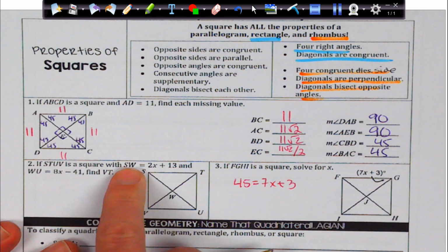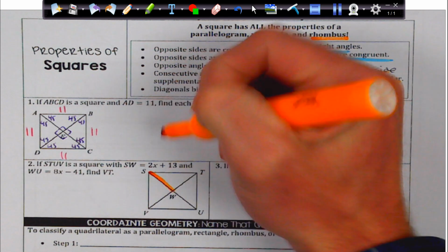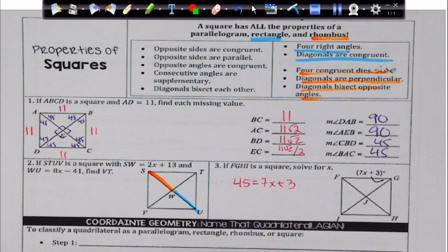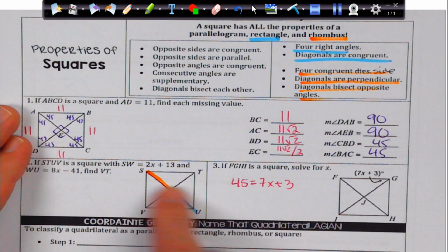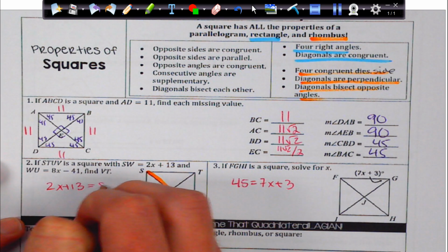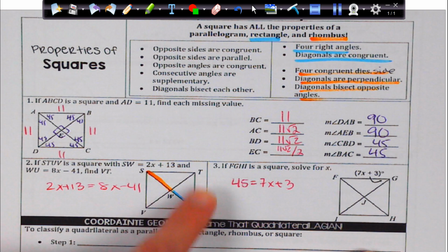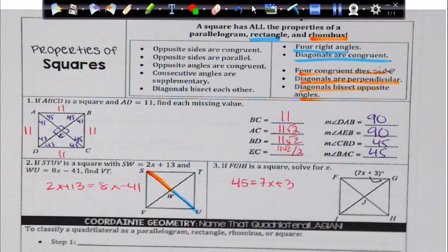And this one, we have SW here, which is this little piece right here. And we have WU, which is this piece right here. Well, since this actually shares what we know about a parallelogram, that our diagonals bisect each other, we would just simply have to set those equal to each other. And then once we find x, we can plug it back in to find the whole thing, and BT is going to be the same because the diagonals are also congruent, like in a rectangle.